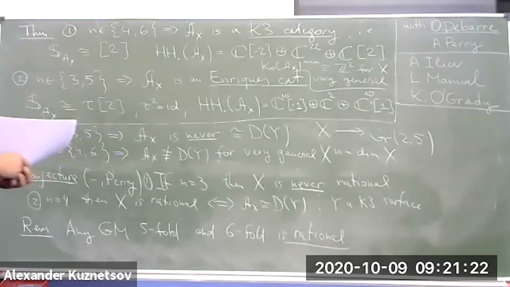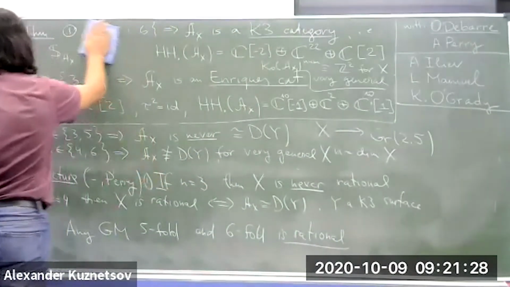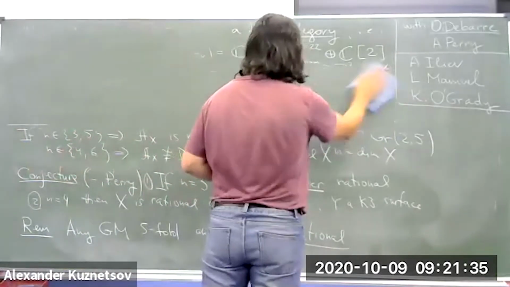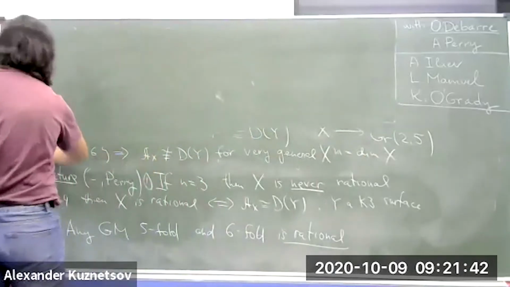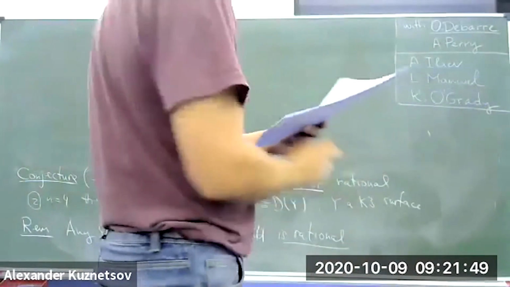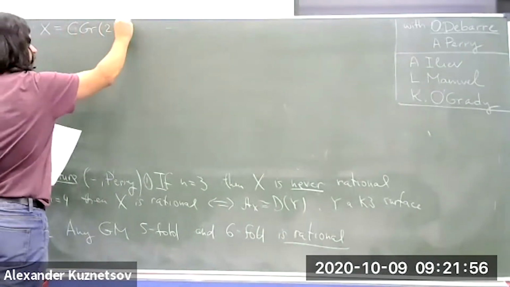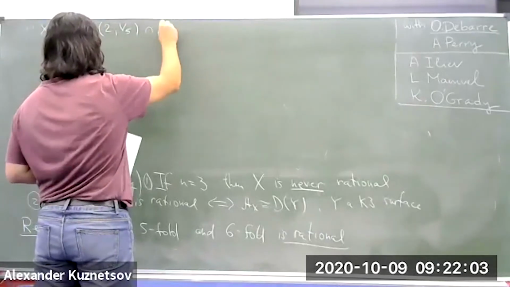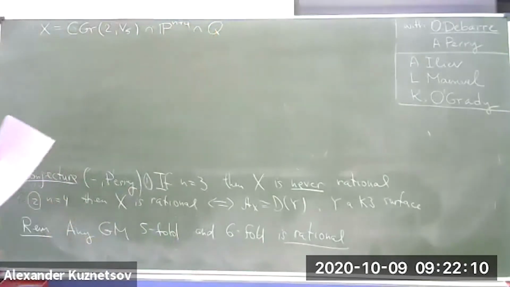Okay. Now to discuss some deeper properties of these varieties and their derived categories, I need to say a couple of words about their moduli spaces and their period maps. So let me remind that X is the cone over the Gauss minimum. So I will use V5 for the five dimensional vector space that sits here, and then I intersect with the projective space of dimension n plus 4.